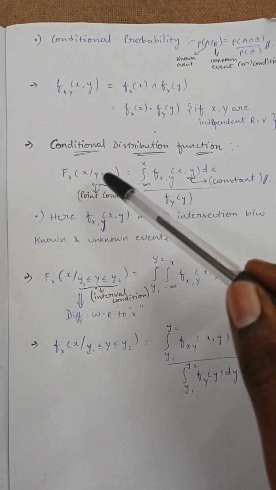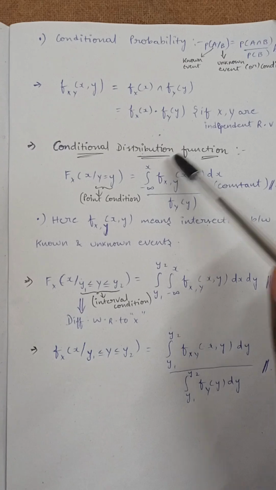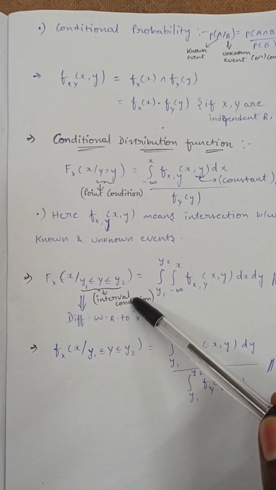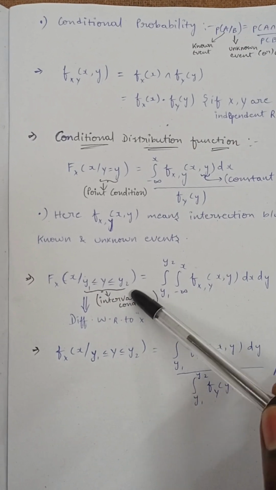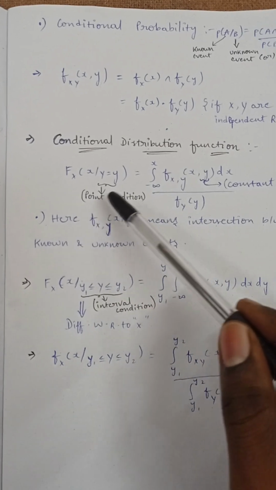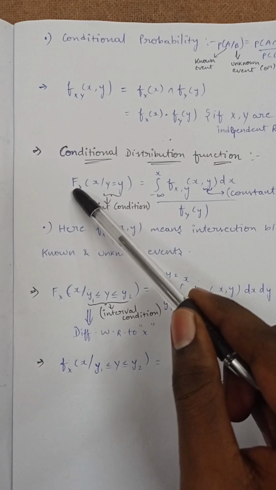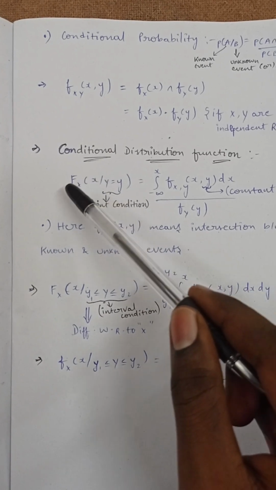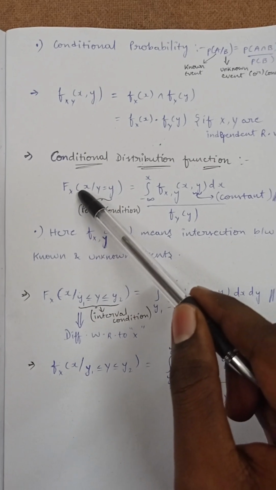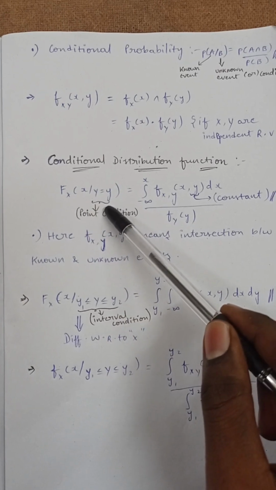Hi everyone. Today my topic is the conditional distribution function with interval condition. Before going to this topic, we need to discuss point condition, and we can see that this is a distribution function which consists of a known event and an unknown event.